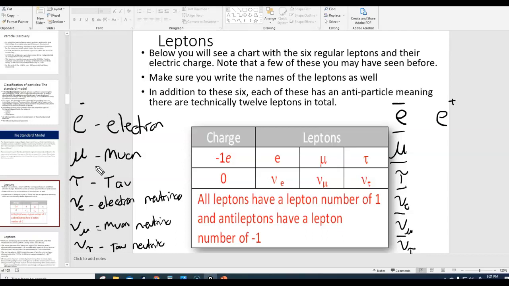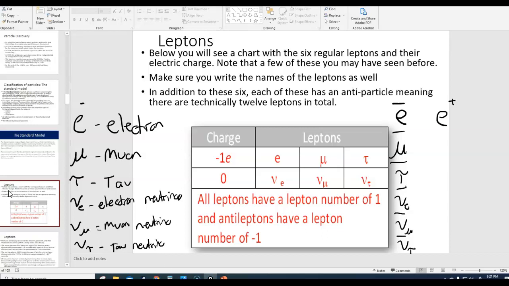So on the left we have 6 leptons, on the right we have 6 antileptons. The leptons have either a charge of -1 or a charge of 0, but they all have a lepton number of 1. And the antileptons, the top 3 would have a charge of +1, the bottom 3 would have no charge, and they would all have a lepton number of -1. So those are the leptons. Pause it there if you need to add this to your notes. This chart would be good to put in your notes, although I will tell you this exact chart is in the IB Physics Data Booklet, so just keep that in mind.